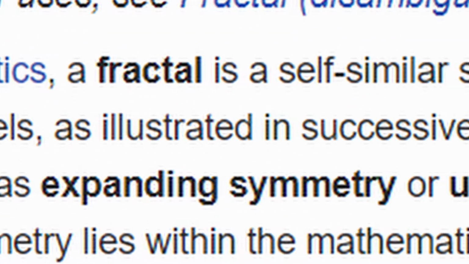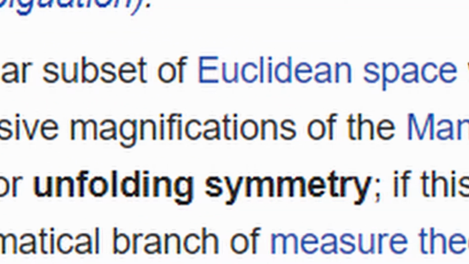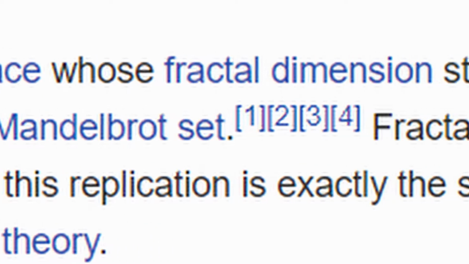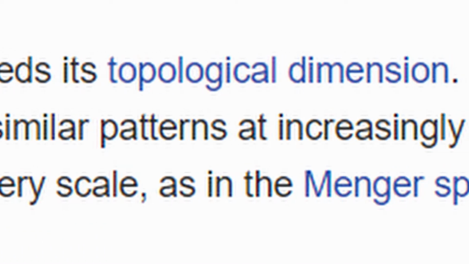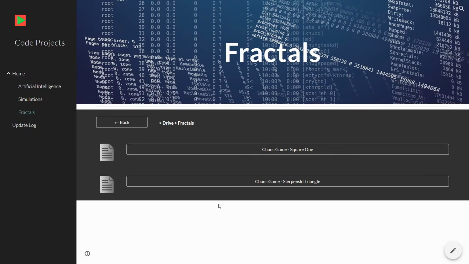In mathematics, a fractal is a self-similar subset of Euclidean space whose fractal dimension strictly exceeds its topological dimension. In other words, it is an infinite pattern. You can check some fractals I created using JavaScript on my Google website.